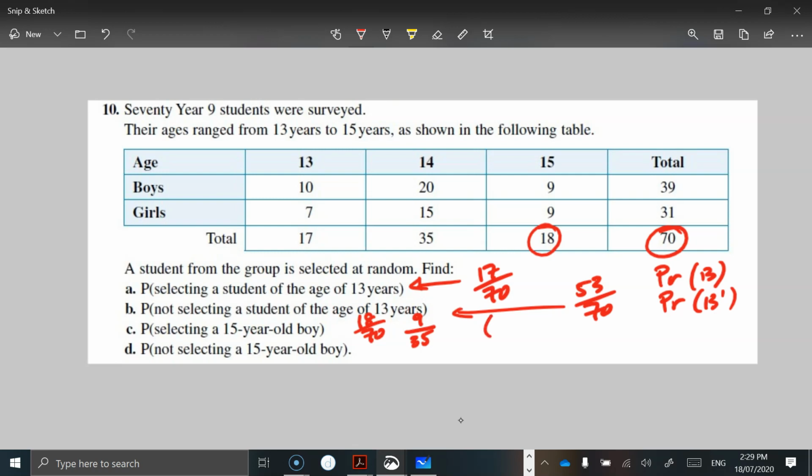In shorthand, we could say the probability of 15. And in this case here, we could say the probability of not getting 15 is going to be the remainder. Now the remainder of 18 over 70 is going to be 52 over 70. We could also halve that to make it 26 over 35, all right? By simplifying that fraction all the way down.